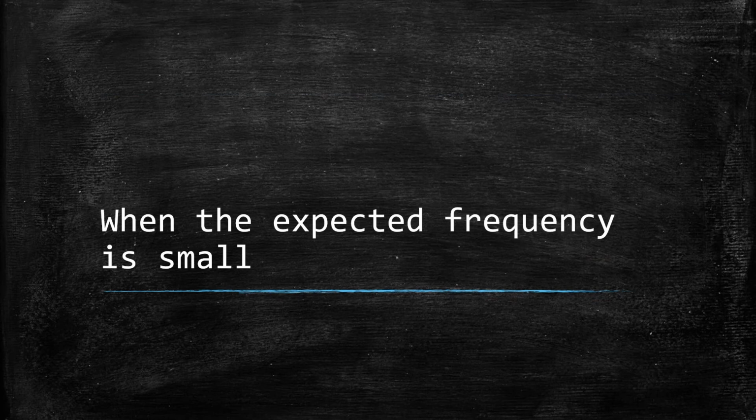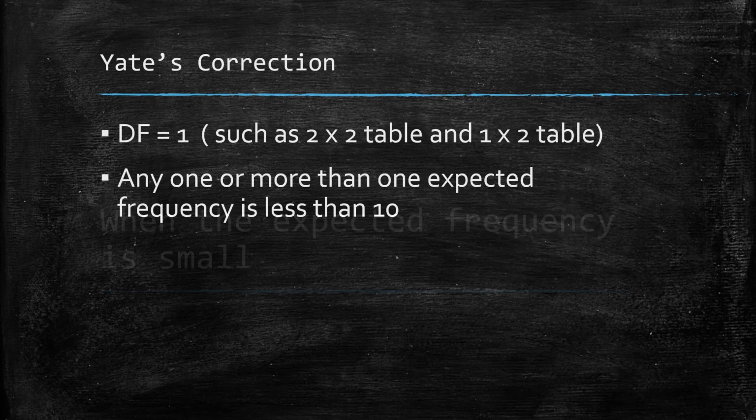Now, what do we do when the expected frequency is small? We use Yates' correction when the frequency is small. Small means it should be less than 10. And which frequency is this? The expected frequency.